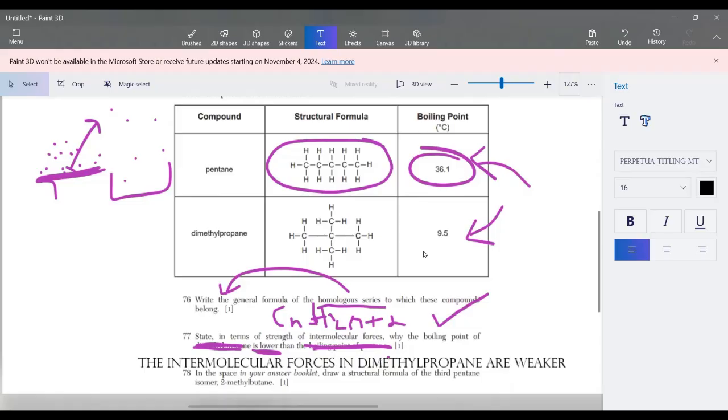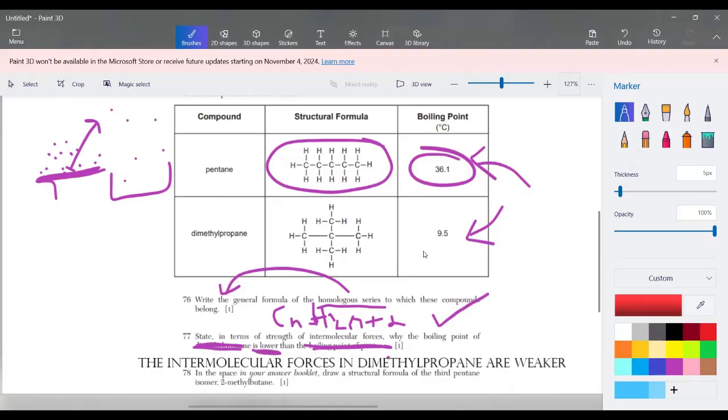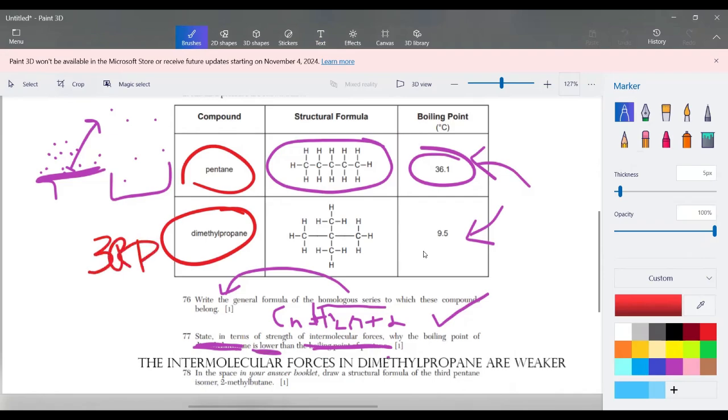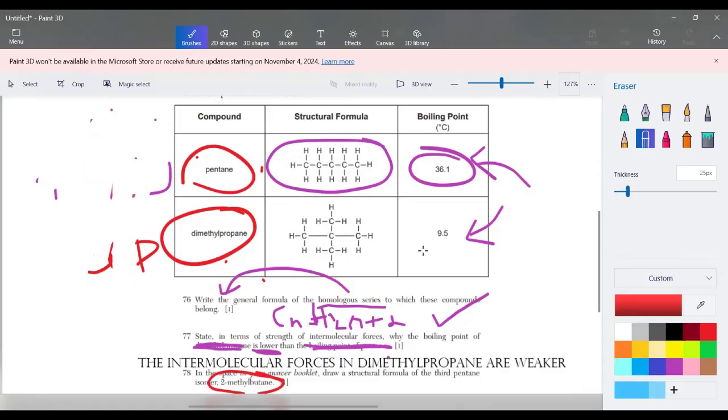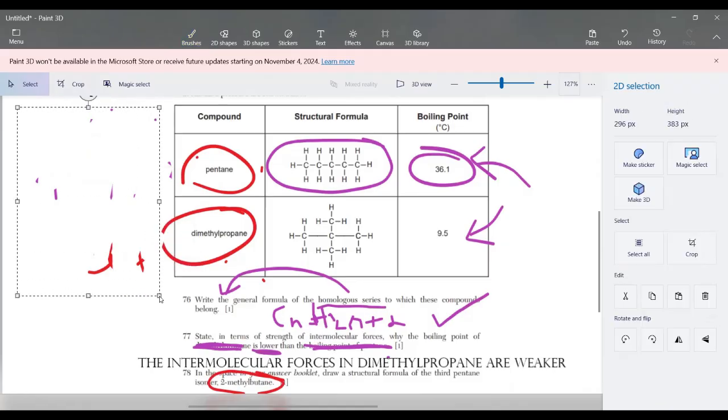So pentane and dimethylpropane are isomers of each other. They're saying there is a third one. These are two isomers of pentane. There's a third isomer. You're going to draw it, but you don't have to figure out what it is. They told you what it is. It's 2-methylbutane. So basically, all they've left up to you here is, can you figure out how to draw 2-methylbutane? And that makes your life a lot easier.